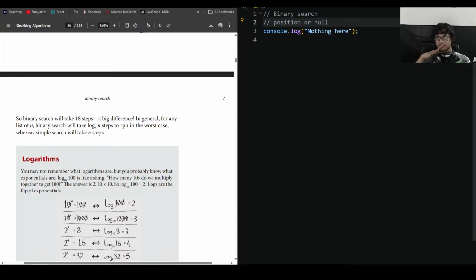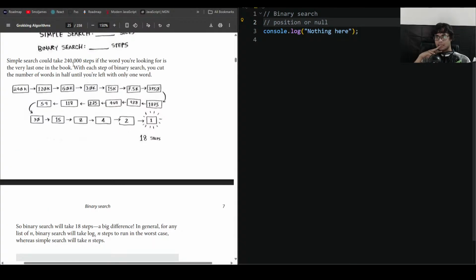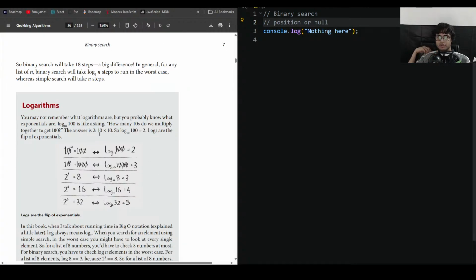A big difference. In general, for any list of n elements, binary search will take log base 2 of n steps.